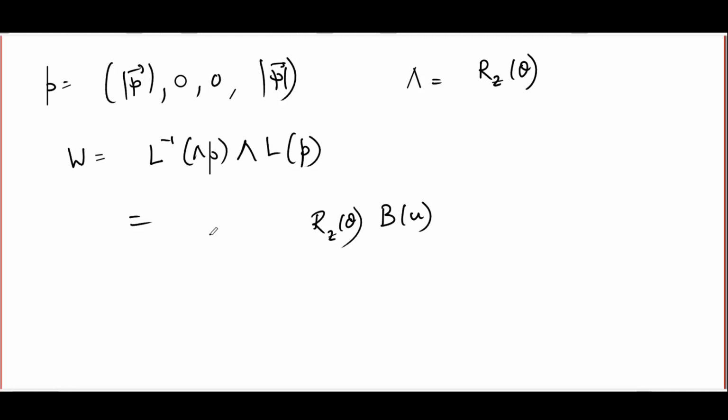And then L inverse lambda p, let us figure out what this is going to be. The original momentum is along the z-axis. The rotation that you're carrying out is also a rotation about the z-axis, which means the momentum does not change at all. So L inverse lambda p essentially is exactly the same as B inverse U, because lambda p is the same for momentum. The rotation about the z-axis does not change the four-momentum at all. And therefore, you just have B inverse of U here.